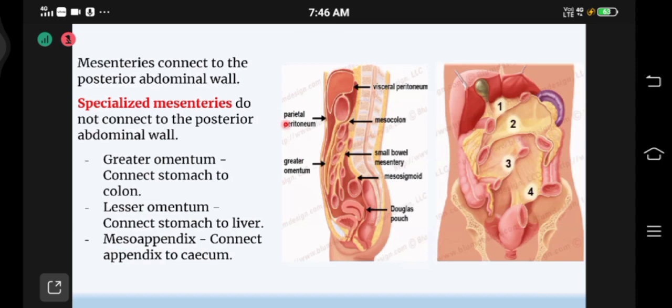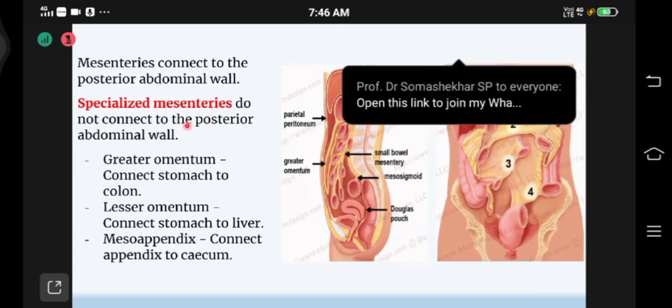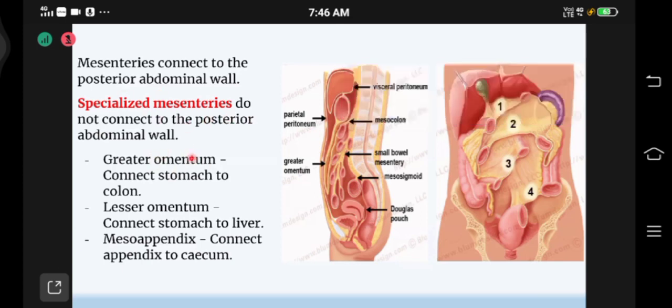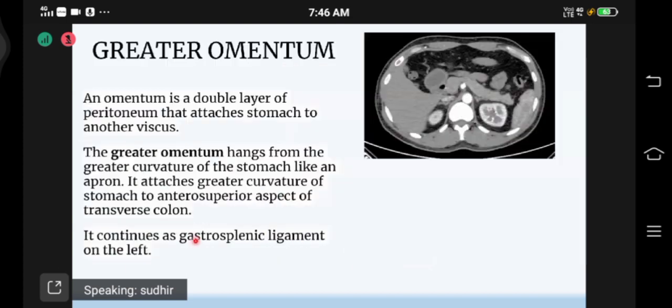And just another slide for this schematic showing the mesenteries generally are well connected to the posterior abdominal wall, like you can see mesocolon here and small bowel mesentery here. But there are specialized mesenteries like greater omentum, which connects the stomach to the colon, and then lesser omentum, which connects stomach to the liver, and mesoappendix, which connects appendix to the cecum. So these are essentially not connected to the posterior abdominal wall.